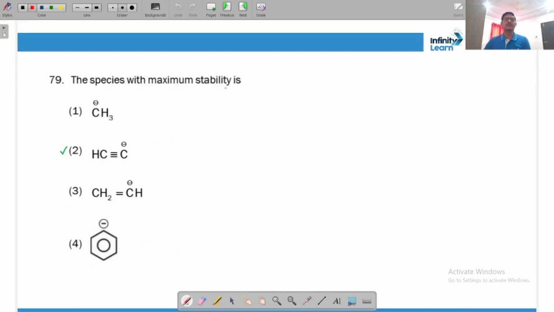The species with maximum stability. Now we are talking about carbanions. So we need electron withdrawing groups, and here you can see the hybridization. So this one is the most electronegative carbon, sp hybridized. So this will be most stable, right?